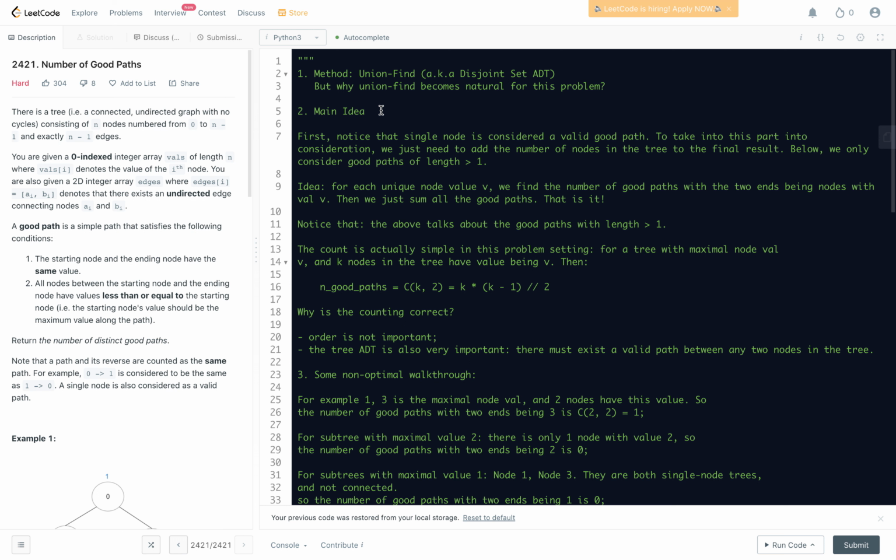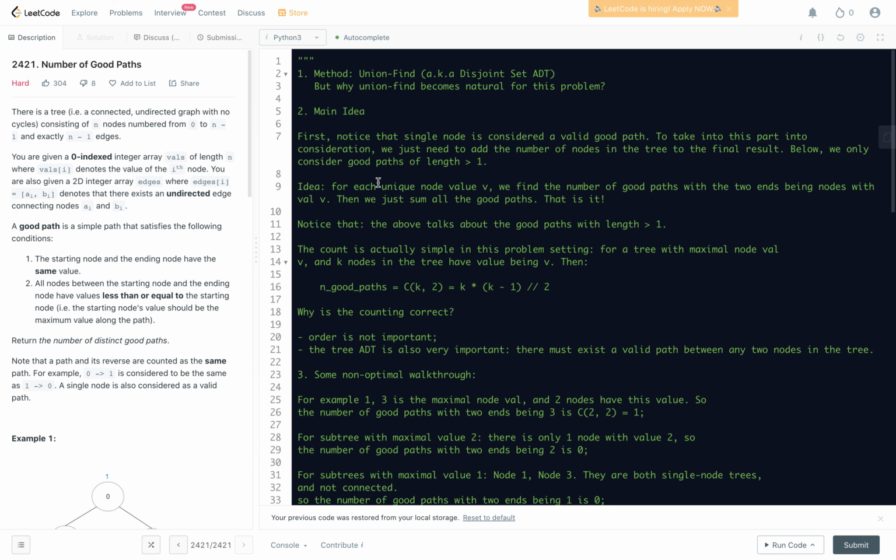So with that said, now let's look at the analysis. I guess here the challenge for us is to explain clearly why UnionFind is natural for this problem. Actually, the implementation is sort of routine. So first, let's look at the main idea. First we need to notice that a single node is considered a valid good path. So to take this into consideration, we just need to add the number of nodes in the tree to the final result. So below, we only consider good paths of length greater than 1.